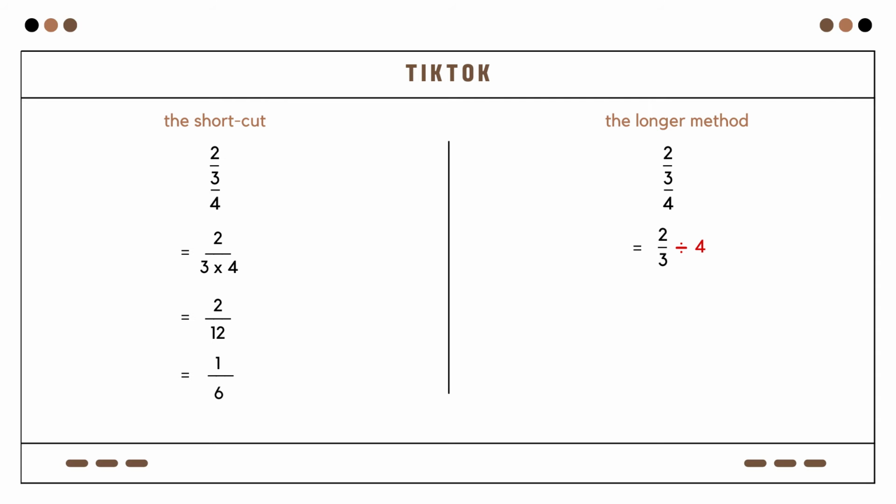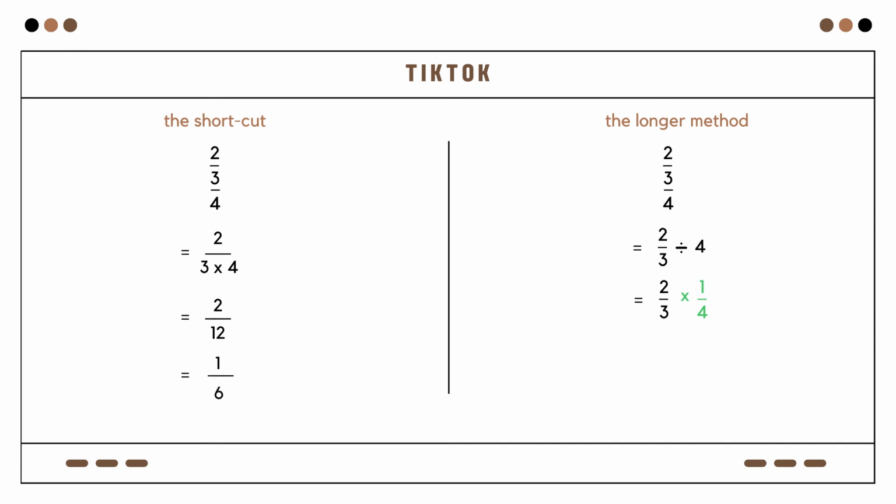Now here we face a bit of a challenge. Many young people struggle with dividing fractions. So an easier and more efficient way of getting the exact same answer would be to turn the sum 2 over 3 divided by 4 into 2 over 3 multiplied by 1 over 4. Many students find multiplying a fraction much easier than dividing a fraction. But making a change in the sign actually changed the value of the final answer.